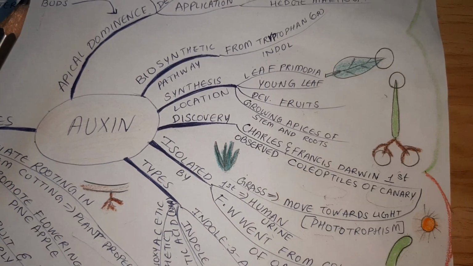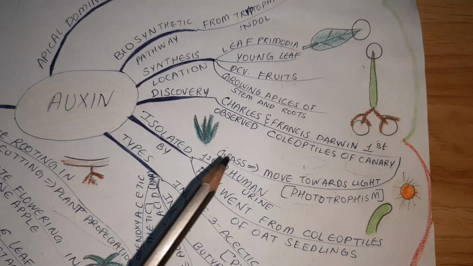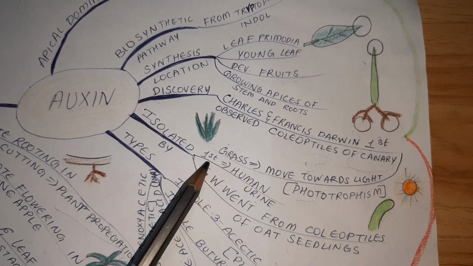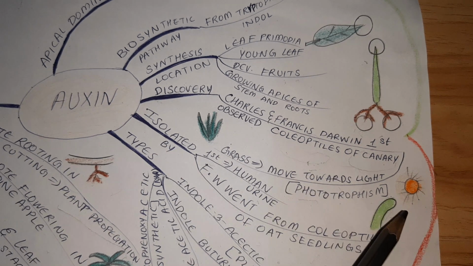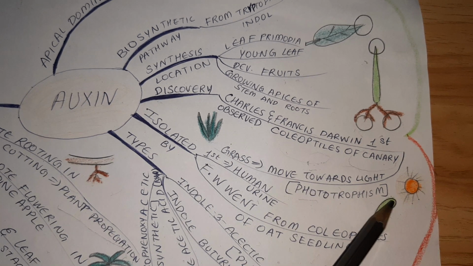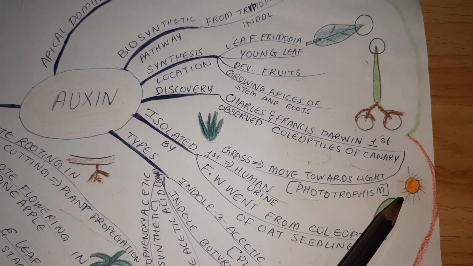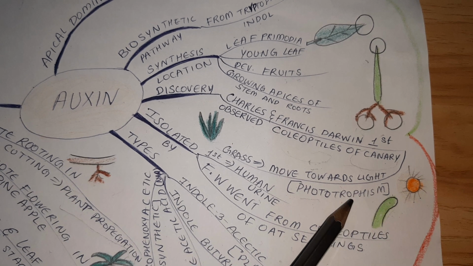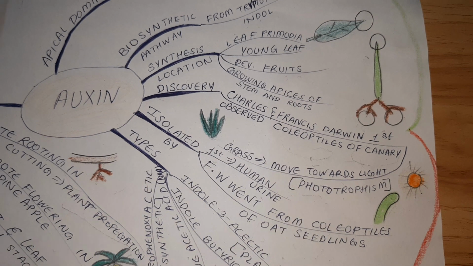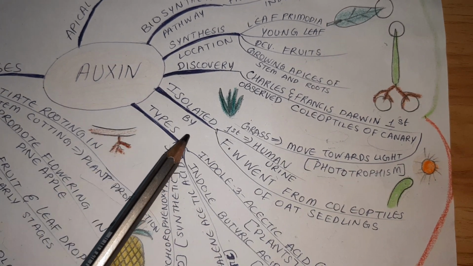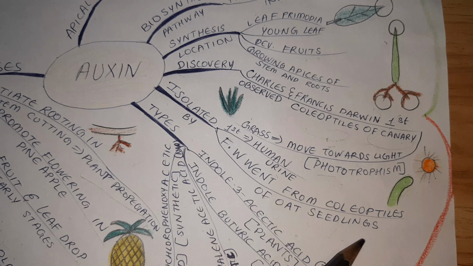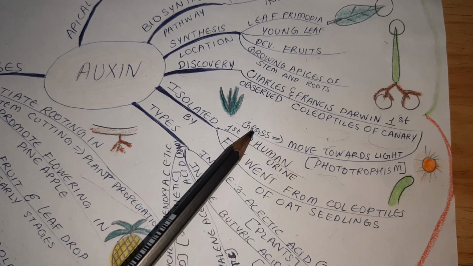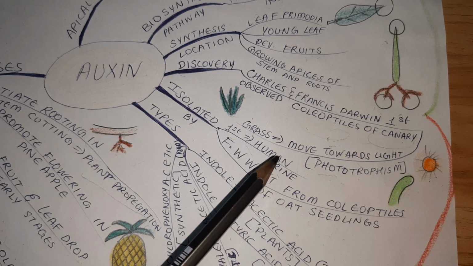Where was it discovered? It was first discovered by Charles and Francis Darwin. He observed that the coleoptile of canary grass moved towards the light due to auxin synthesis. Auxin was synthesized more on this part, so this canary grass moved towards the light, which means it exhibited phototropism. But for the first time, it was isolated by F.W. Went from the coleoptile of oat seedlings. We also observed some trace amount of auxin in the human urine also.